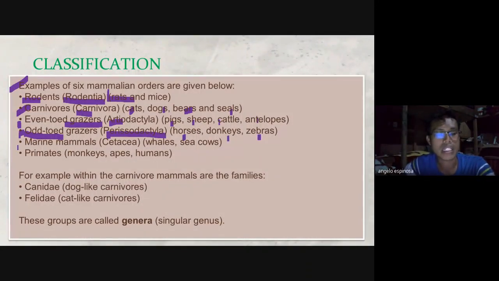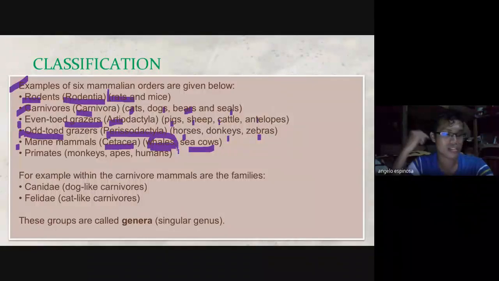And we have marine mammals, which is the order Cetacea. We have whales and sea cows. Whales are also mammals, as the scientists researched noong unang panahon, they have mammary glands. Next we have another mammalian order, the primates: monkeys, apes, and humans.